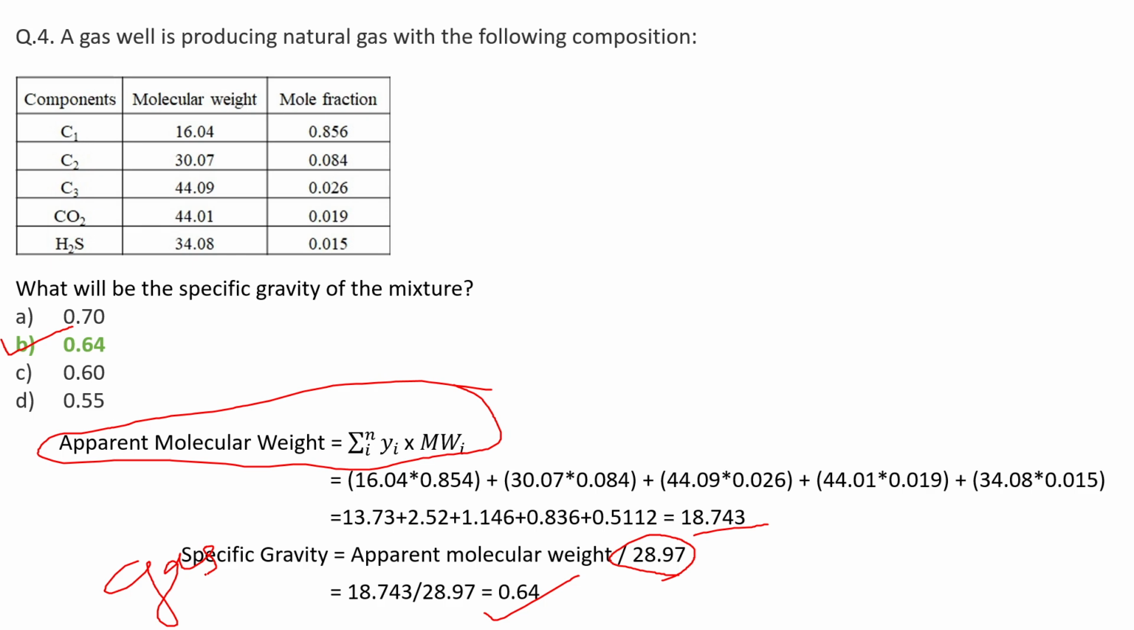If it were with water, then what would the specific gravity formula be? Then we have to use the molecular weight of water. Here we are dividing the apparent molecular weight by that of air because it is a gas specific gravity. Otherwise, if we compare it with water, then it will be the molecular weight of water. So what is the molecular weight of water? 18. 18, so 16 plus 2.